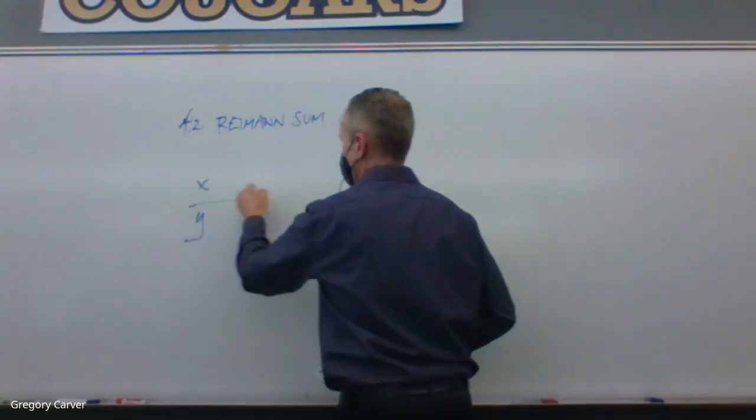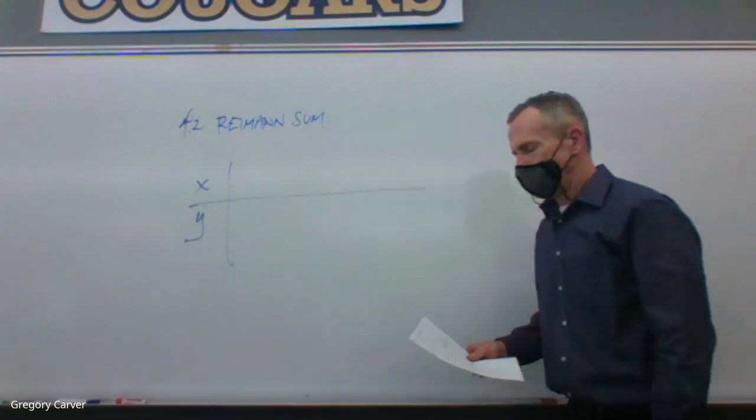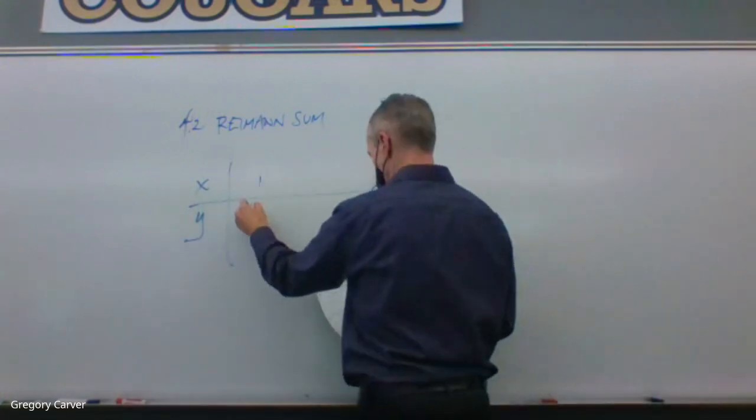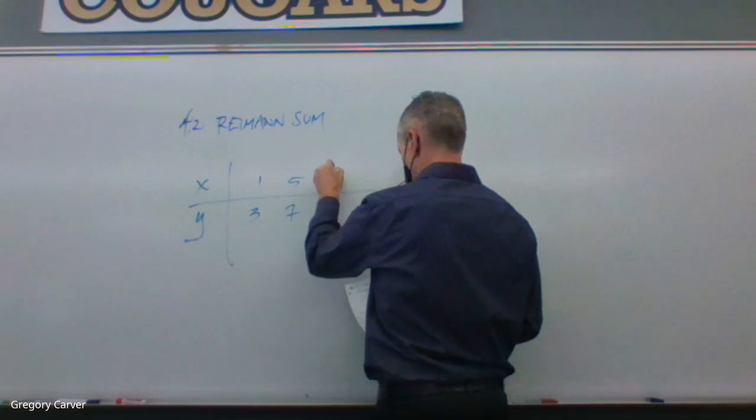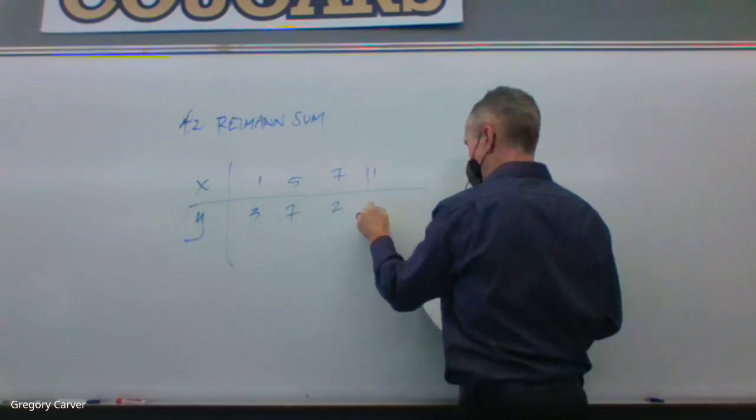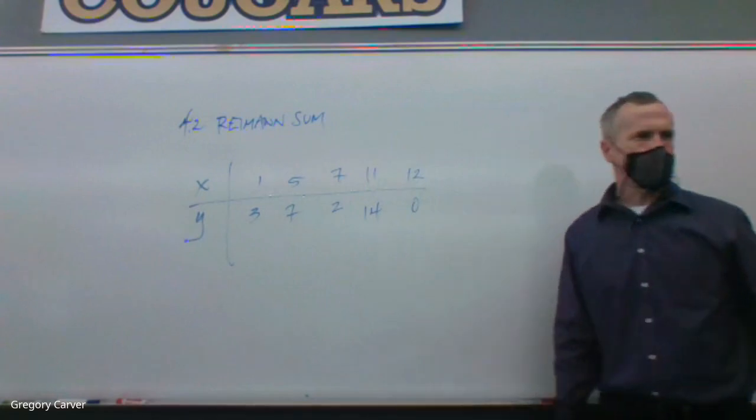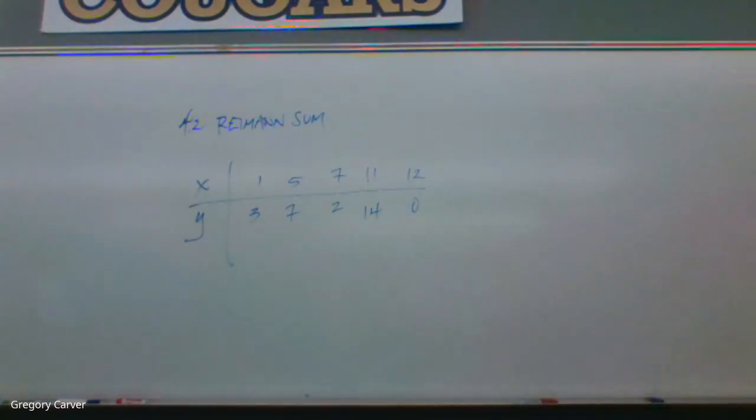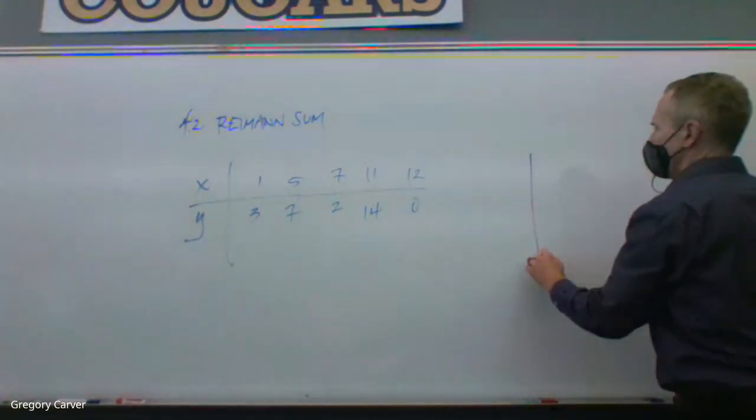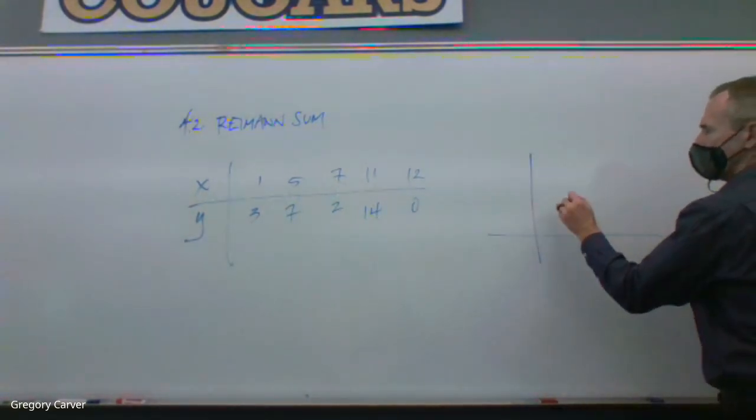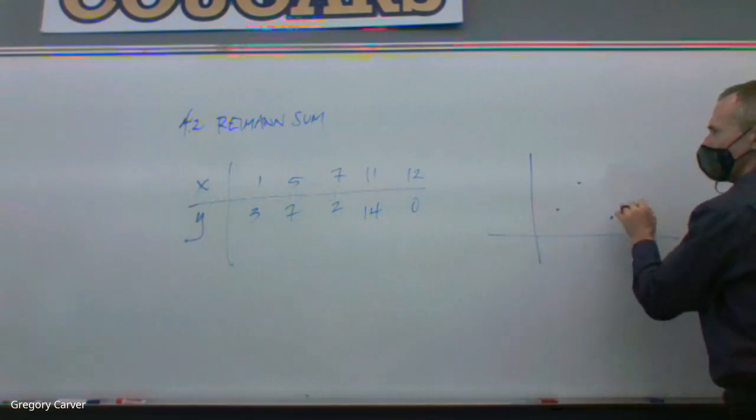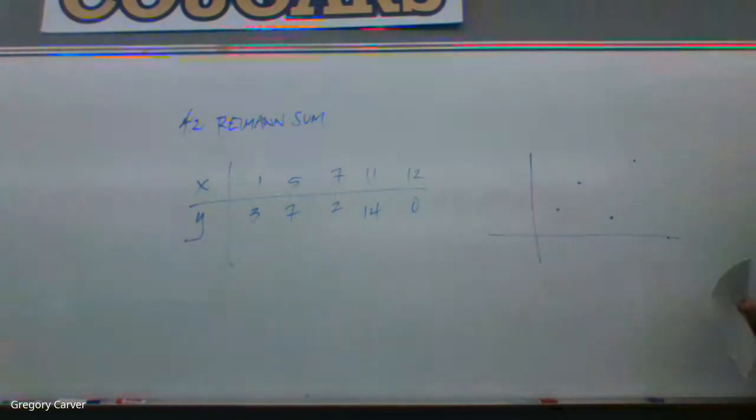Let's say you've got a table of values, like 1, 3, 5, 7. Let's do 7, 2, 11, 14, 12, 0. Those are just ordered pairs, giving you points on some functional curve. This is not to scale. Whatever this curve looks like, it kind of looks like mountains, a Colorado license plate.